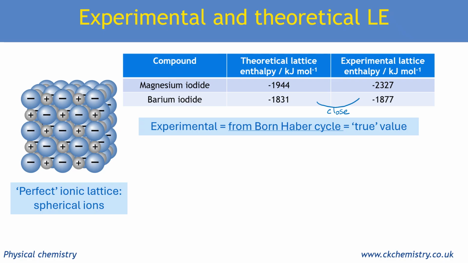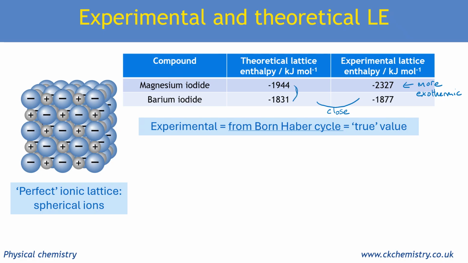But when I look at magnesium iodide, there is a much bigger discrepancy. And we can see that the true value, the experimental value, is more exothermic, suggesting there's something different about the bonding that cannot be explained simply by saying that magnesium iodide is perfect spheres of ionic charge.